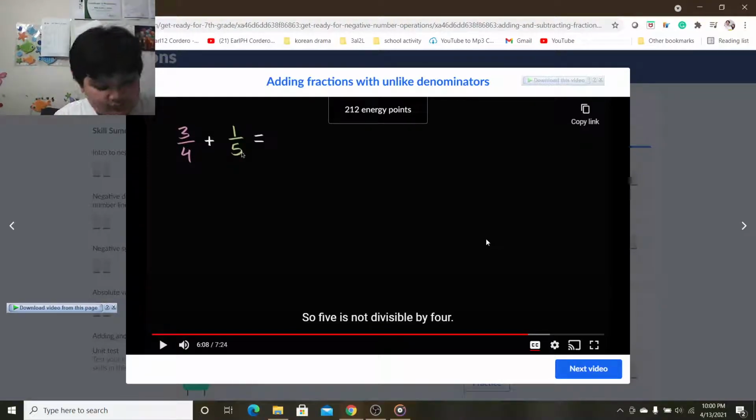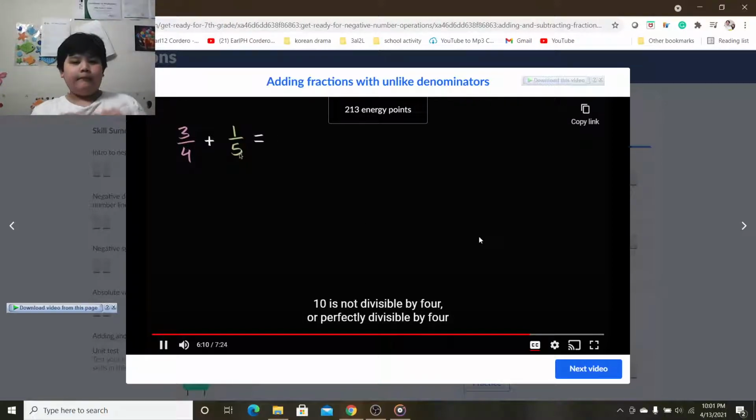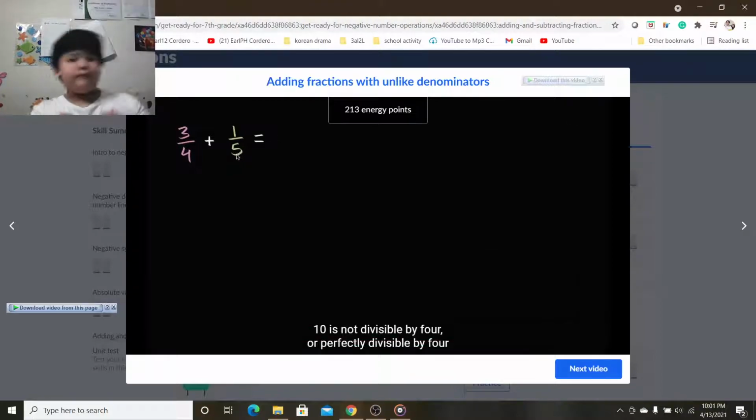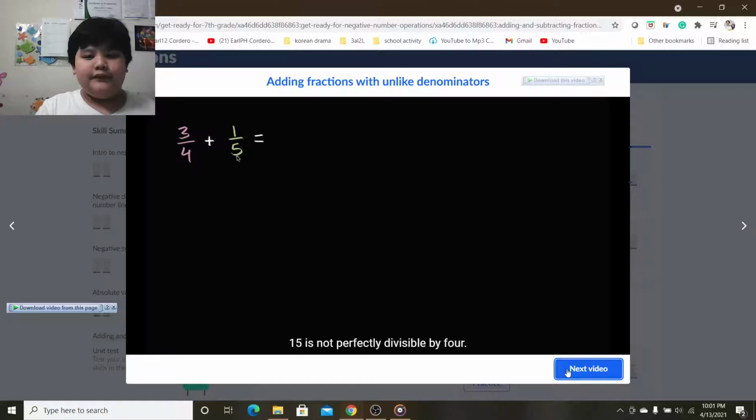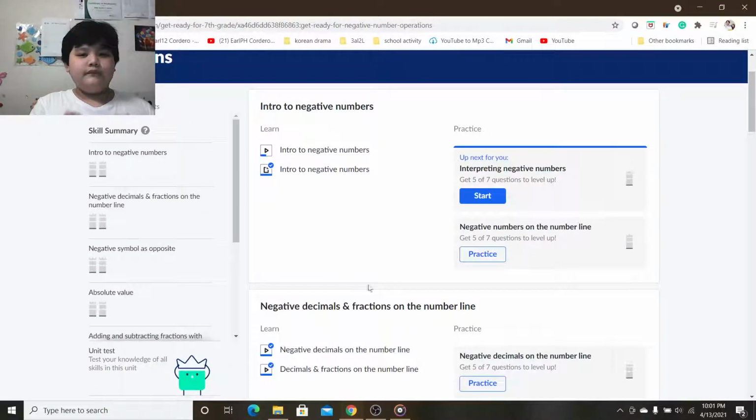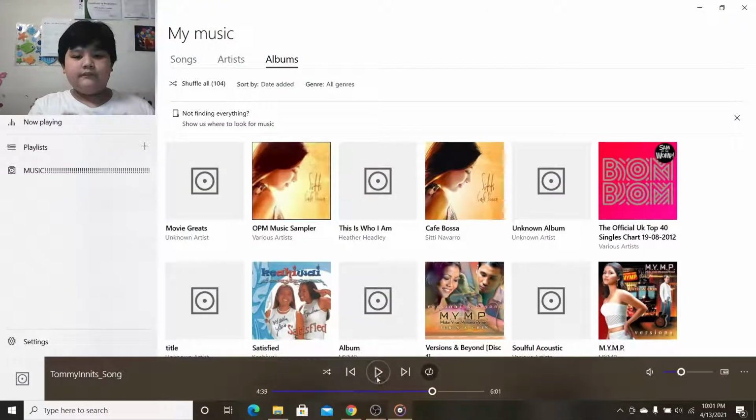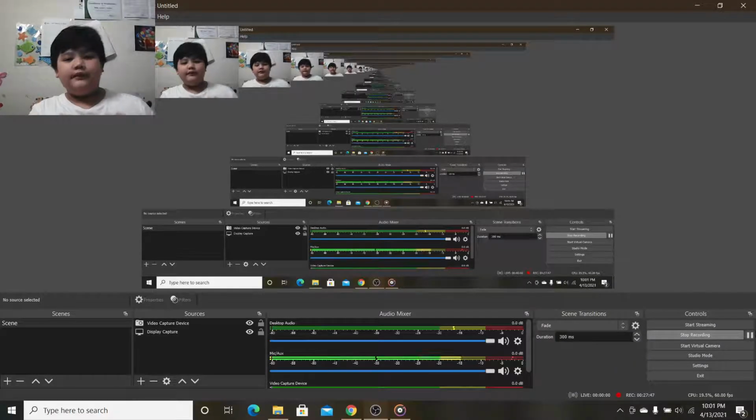I know both of them will be 20. 4 times 5 is 20. 3 times 5 is 15, 15 and 19, 20. Divisible by 4. 10 is not perfectly divisible by 4, which is what we care about. 15 is not divisible by 4. 20 is divisible by 4. In fact, that is 5 times. Good stuff. I learned things.